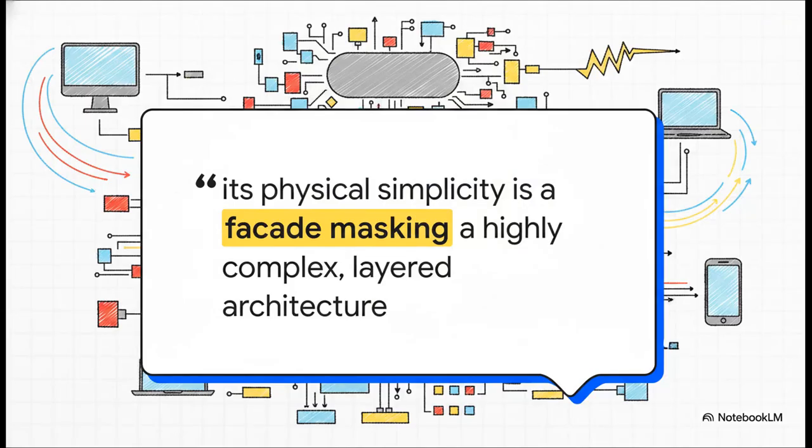As our source material so perfectly summarizes, its physical simplicity is a facade masking a highly complex, layered architecture. We look at this little metal oval and we immediately think, oh, that's simple. But in reality, the humble USB-C connector has evolved into a heavily disguised digital processing superhighway that is routing massive amounts of power, uncompressed video, and gigabits of data dynamically, all in real time. When you really dig into it, it is honestly a total engineering marvel.